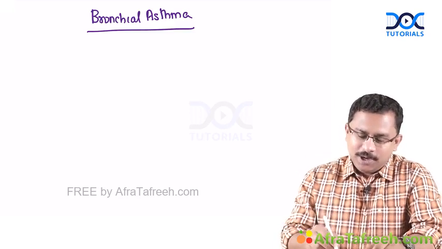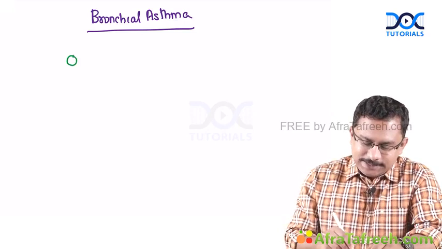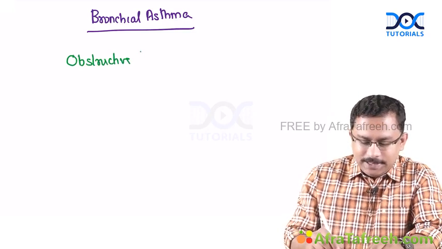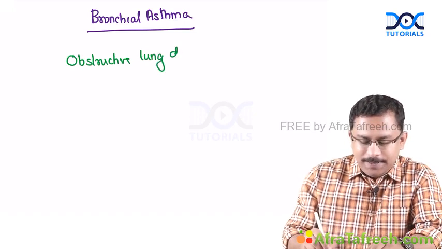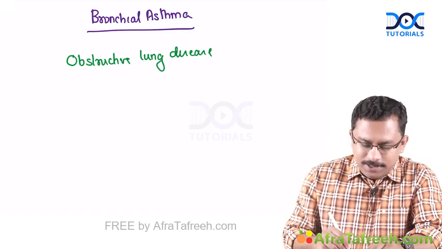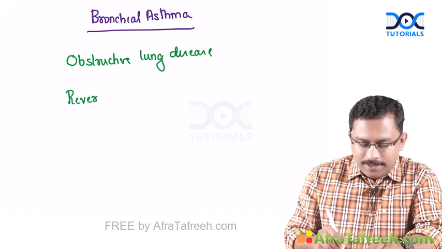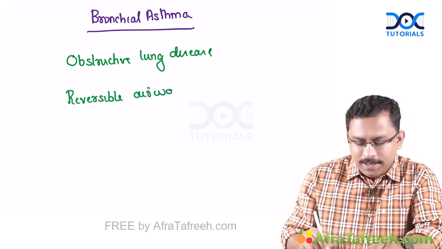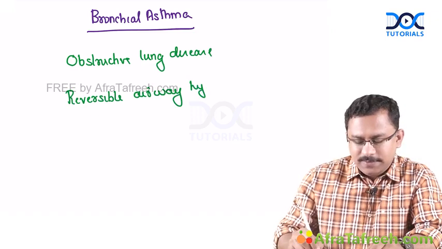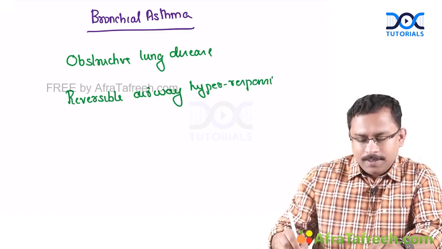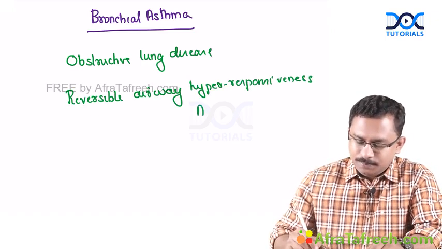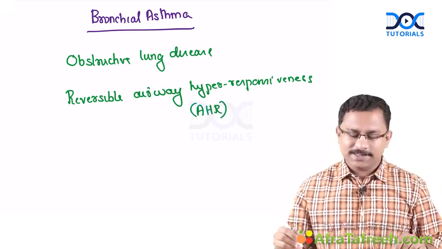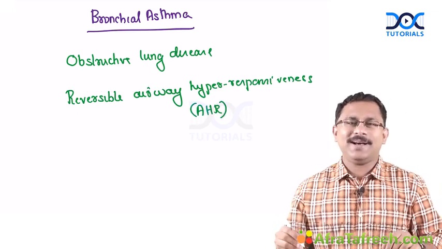So this is an obstructive lung disease, which is characterized by reversible airway hyperresponsiveness. So you can put it as an abbreviation AHR, airway hyperresponsiveness. So that is what is your bronchial asthma.